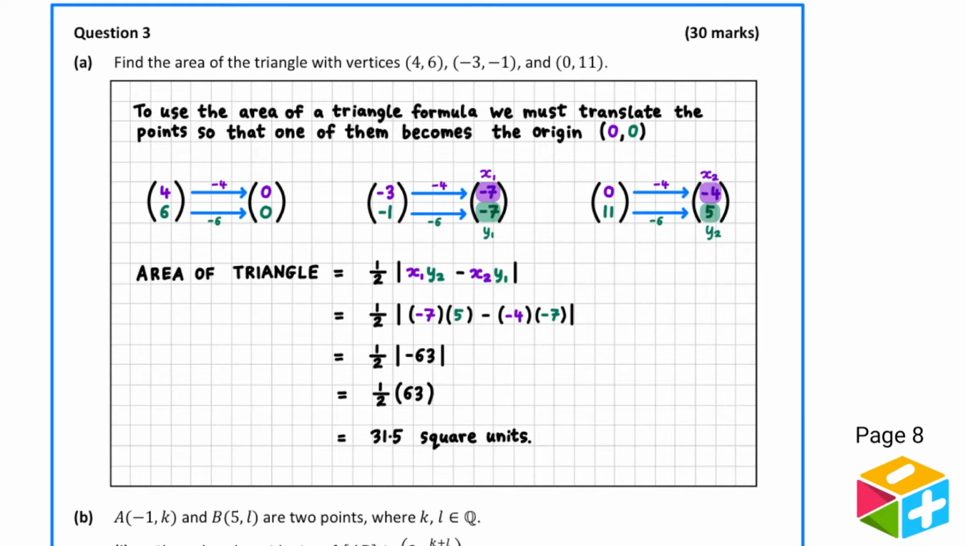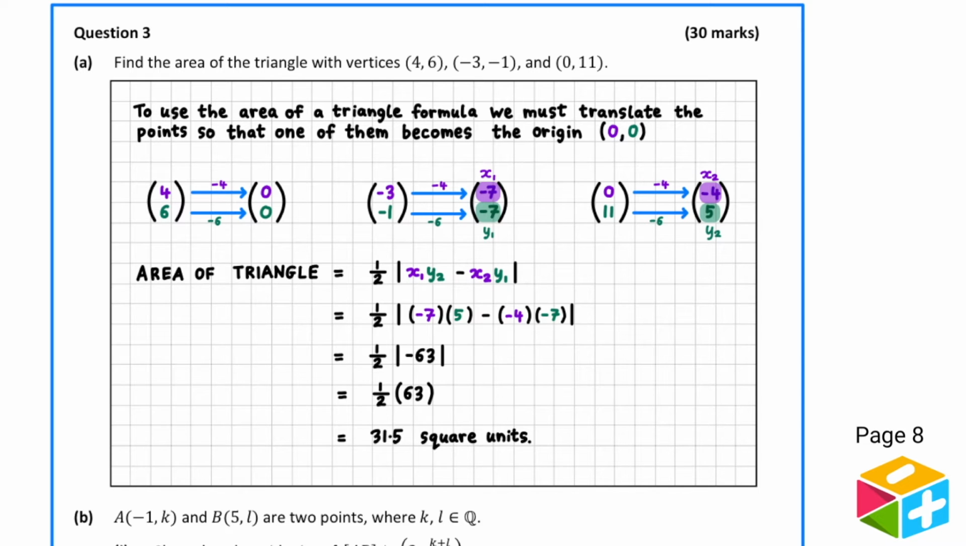In question 3a, we're given the coordinates of 3 points and asked to find the area of the triangle with these vertices. There's a result in the formula book which says that the area of a triangle is a half times the absolute value of x1, y2 minus x2, y1. However, there's an important caveat here. To use this formula, we must translate the points so that one of them becomes the origin, 0, 0.